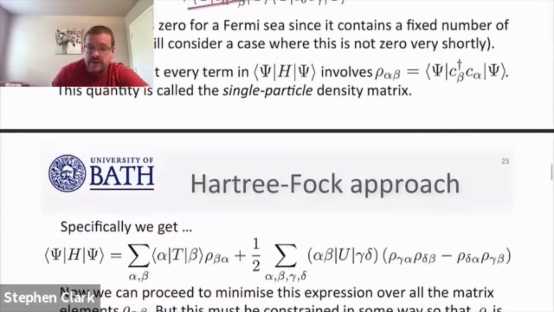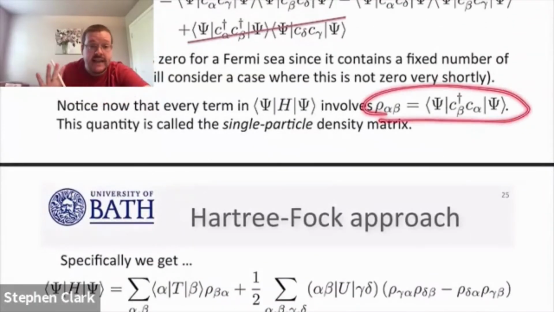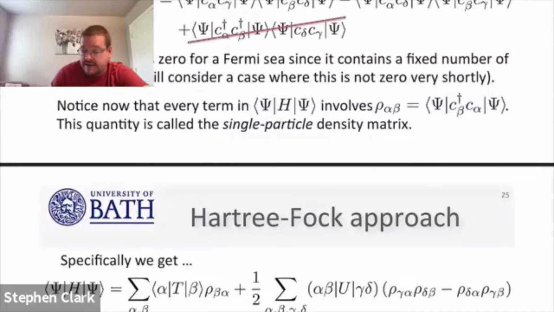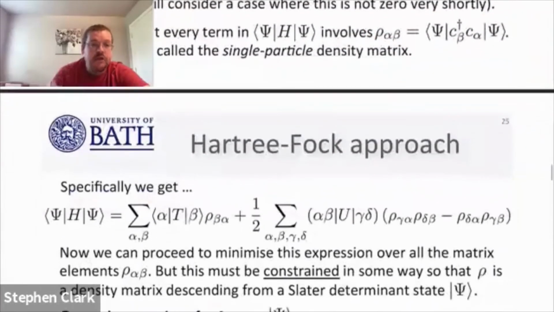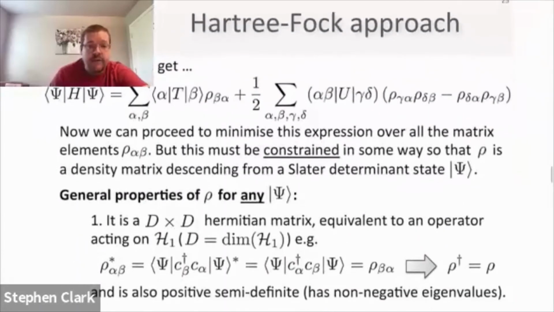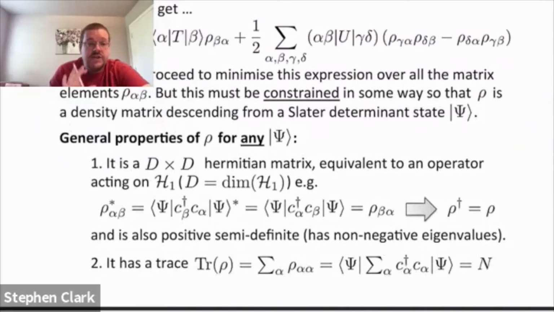Because this is the definition of a single particle density matrix for any state, not just a Slater determinant. This didn't have to be a Slater determinant for this to be a density matrix. But there's a very special form that single particle density matrices have for Slater determinants. In general, for any state, this single particle density matrix is a Hermitian matrix, and it's positive semi-definite, so it has non-negative eigenvalues. And its trace is the number of particles in the system. If you sum the diagonal elements, you get the total, because the diagonal elements are just the densities in each of the single particle modes.